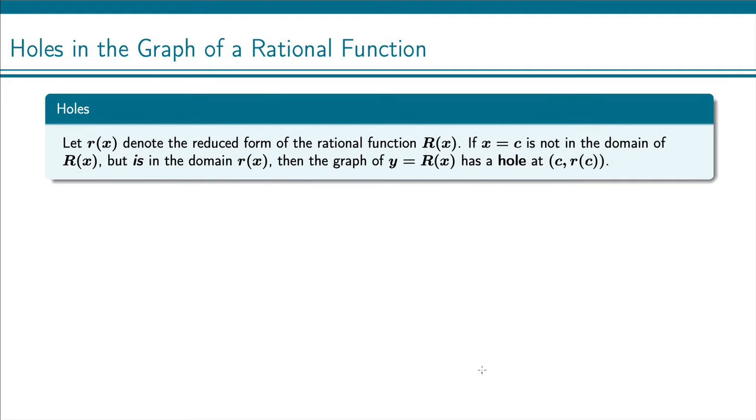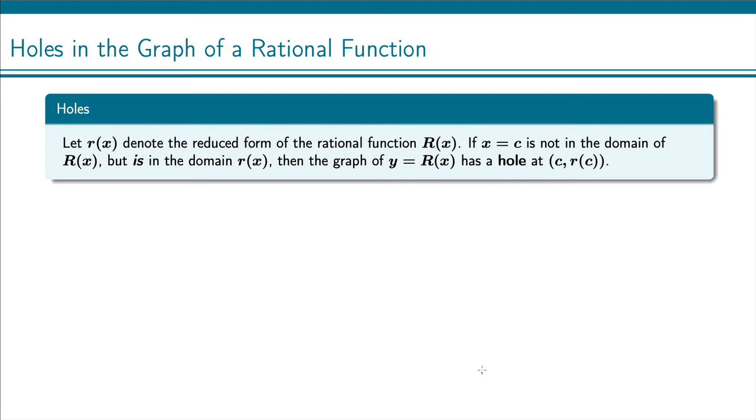We are going to talk about holes in the graph of a rational function. Now, a hole in a graph is just a point where it looks like the graph is going through that point. However, right at that x value, our function is actually not defined. And so we get what's called a hole.